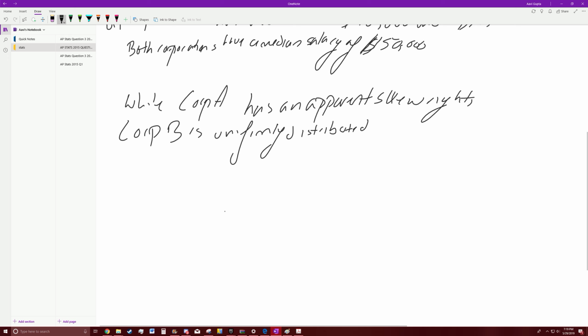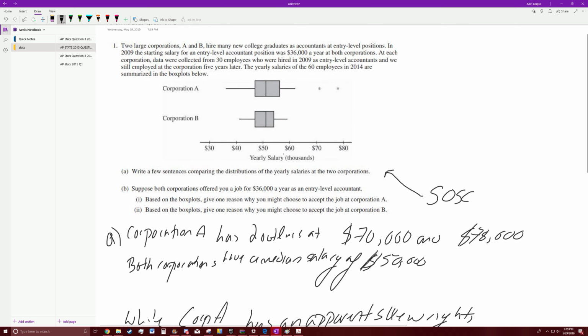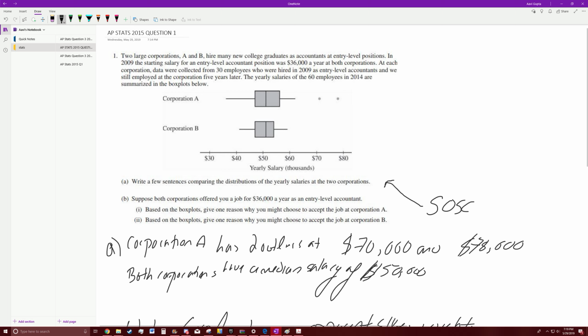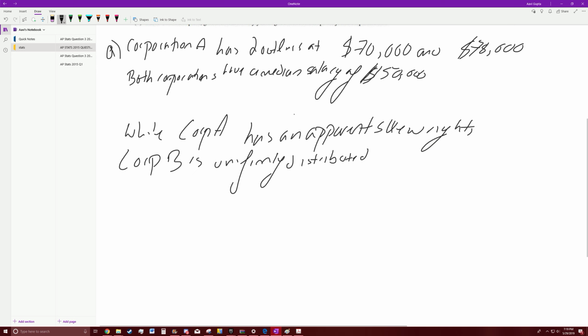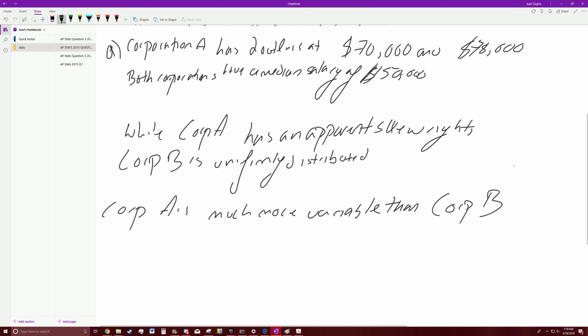Okay, and oh right, we can talk about spread. This is spread quite far apart. It's a lot more variable than this, so we can say how Corp A is much more variable than Corp B. Alright, and that's part A done.